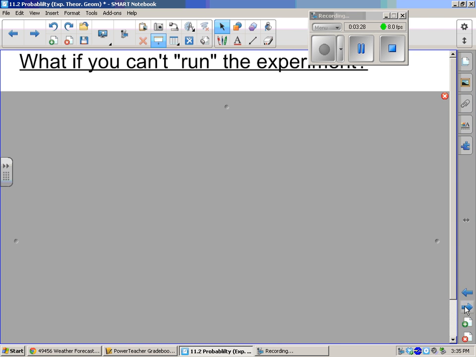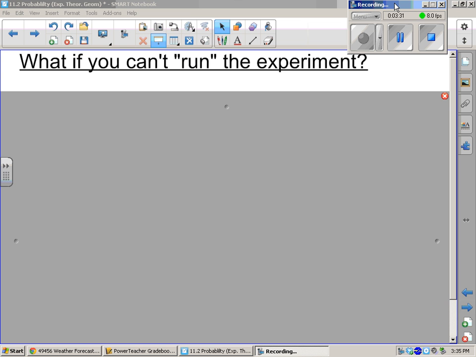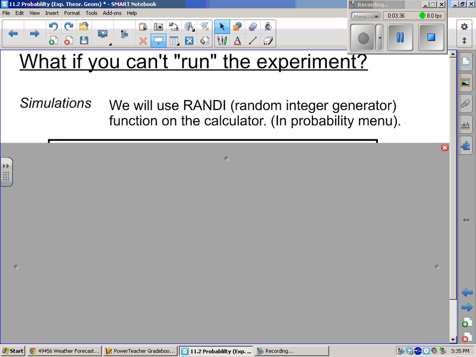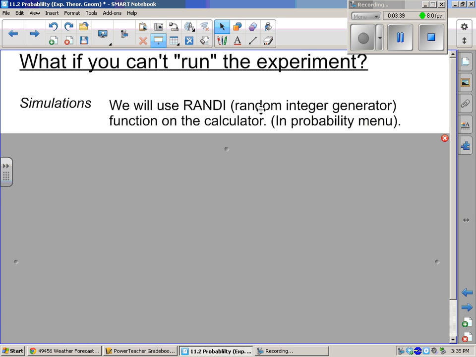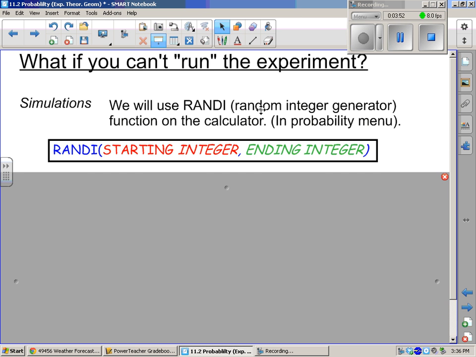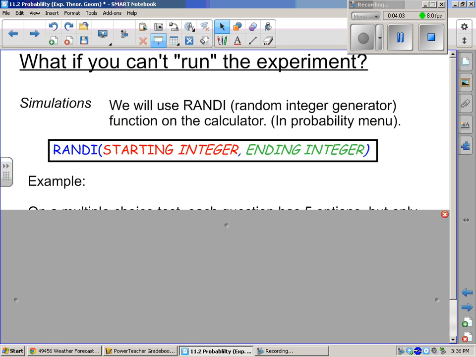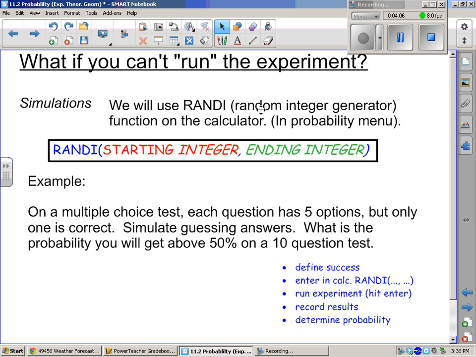Okay, the next thing. What if you can't run the experiment? What if you can't find a fancy little app? What we're going to do is run a simulation, and we'll explain this a little bit more in class. Your TI-30s and graphing calculators have a function called a random integer generator. It is found in the probability menu, and on the TI-30s it's randI, with an I at the end, meaning random integer. In the parentheses you put the integer you want to start with, a comma, and the integer to stop with. We'll show you how to do all that.